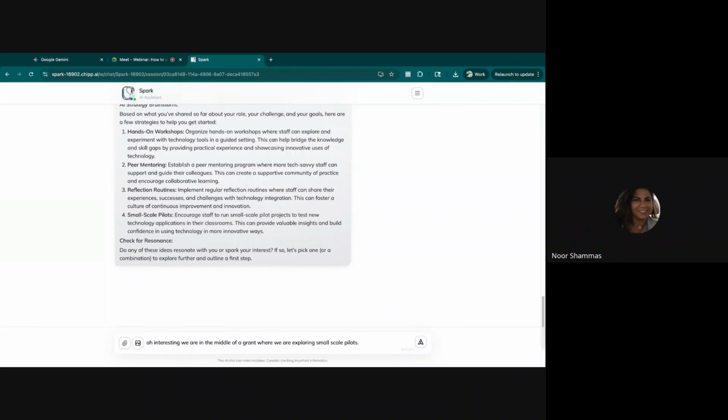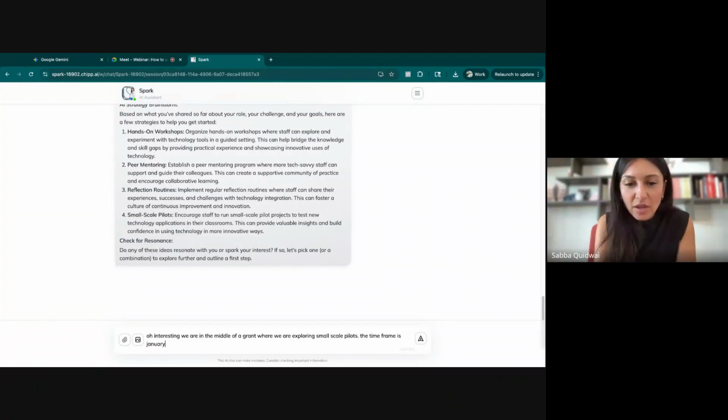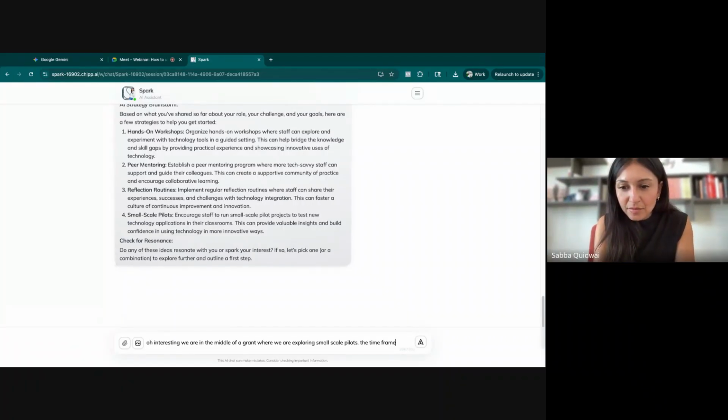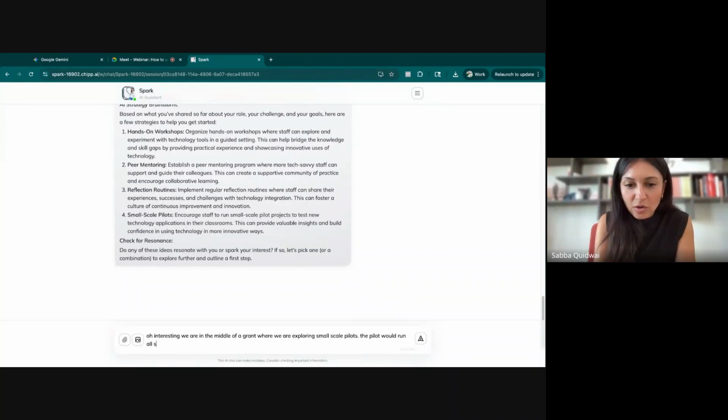Time frame would be, I think we said by January that they need to complete. How long is the pilot running for? Oh, the pilot would run for all of next school year. Okay, so we would say the pilot would run all school year next year.